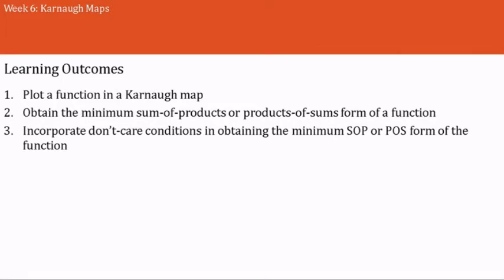So here's our learning outcome. We're going to plot a function in a Karnaugh map. We're going to obtain the minimum sum of products and product of sums for a function. And we are going to incorporate a don't care condition in obtaining the minimum SOP, or sum of products, or POS, or product of sums, form of the function.